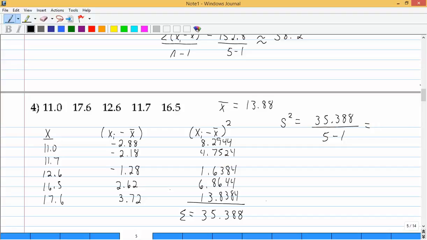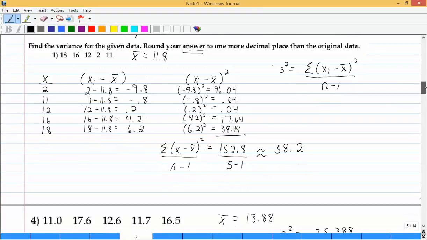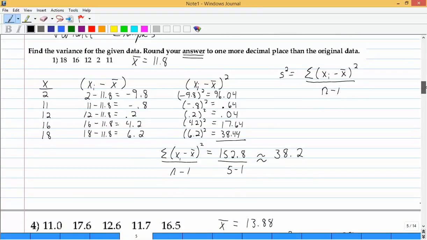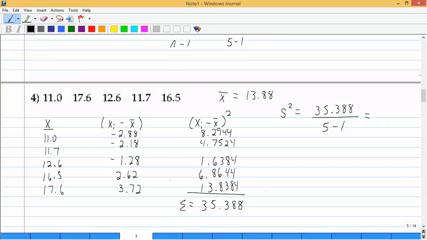And then we're going to use the same directions as before. The directions said to round your answer to one more decimal place than the original data set. So we're going to round this to 2 decimal places. If you round this to 2 decimal places, you should get 8.85.